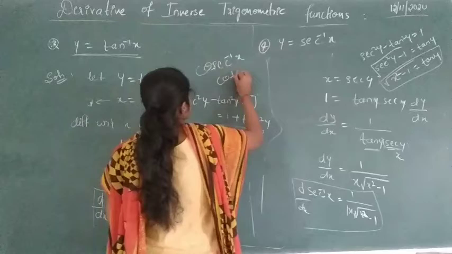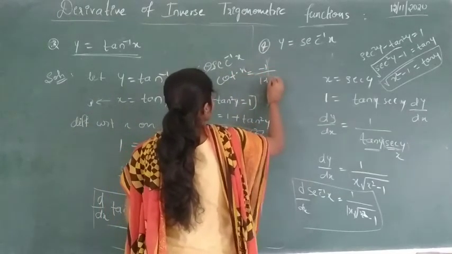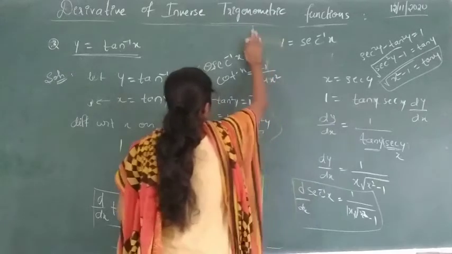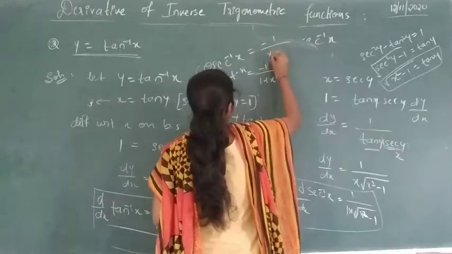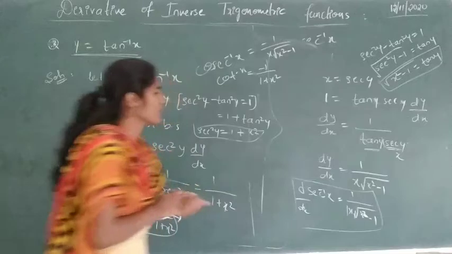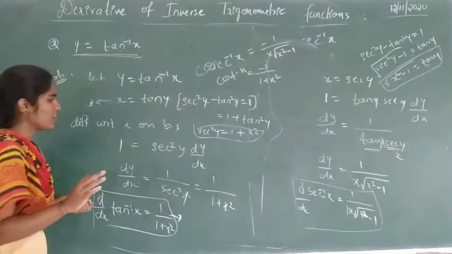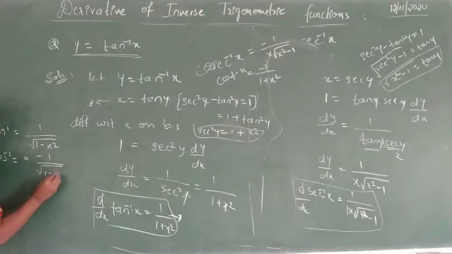cot inverse. See, for cot inverse, what comes is -1 divided by 1 plus x square, and for cosecant inverse, here a minus comes, that's all. -1 divided by x into square root of x square minus 1. See, remember all the formulas. What is the derivative of sin inverse? 1 divided by square root of 1 minus x square. What is cos inverse? That is -1 divided by square root of 1 minus x square.